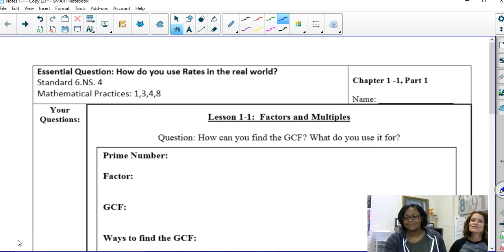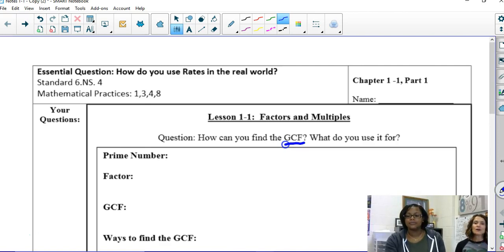So, GCF, and if you look at your guiding question up there, the question is, how can you find the GCF? GCF stands for greatest common factor. Miss Grauberger already answered that we used it to simplify fractions. Now, we want to talk about prime numbers because prime numbers help us find the greatest common factor.